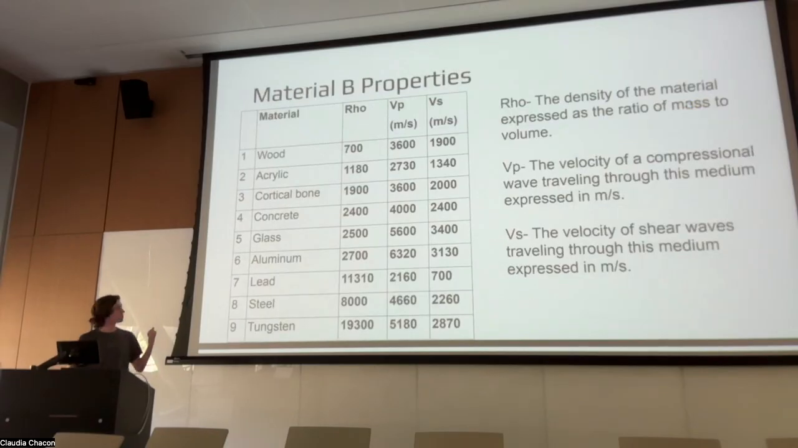So these are the properties. The computer program, in order to understand what kind of material it was simulating, needed to know the density of the material, as well as how fast P and S waves travel through that material. So this really helped it understand the boundary between the materials and how waves would react upon hitting it and passing through it.